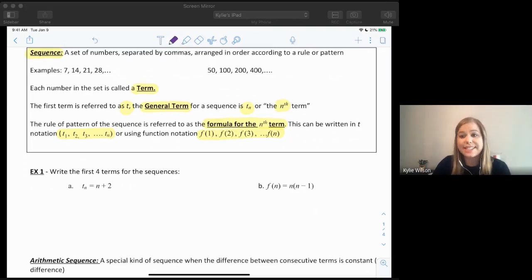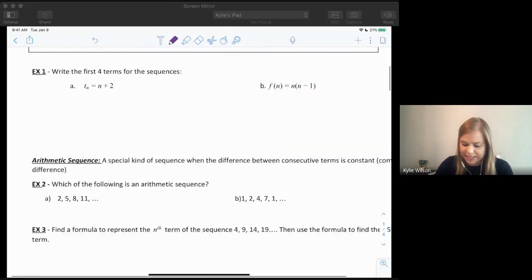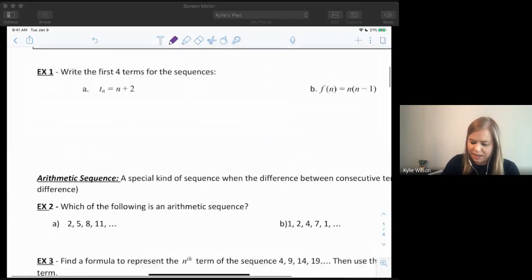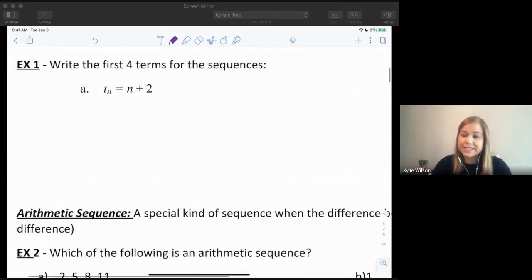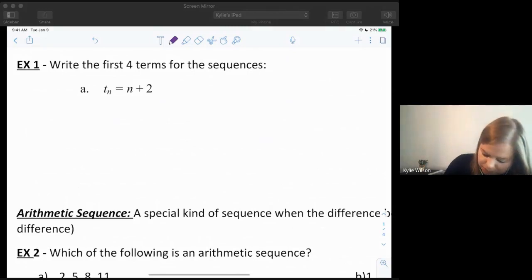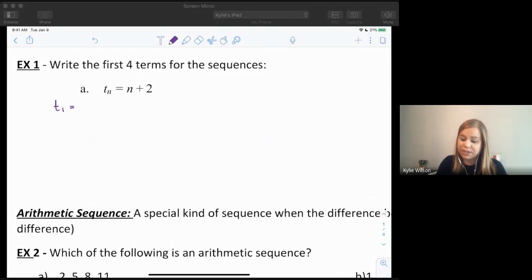So let's get into some examples. For example 1, we have our general formula, Tn equals n plus 2. And we're being asked to find the first 4 terms of the sequence. So let's start by finding our first term. The first term I'm going to find is T1, and that represents our first term. So all I'm going to do is, instead of writing an n in the equation, I just write a 1. So my first term would be 3.